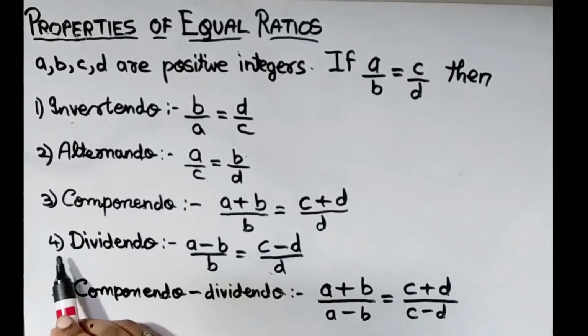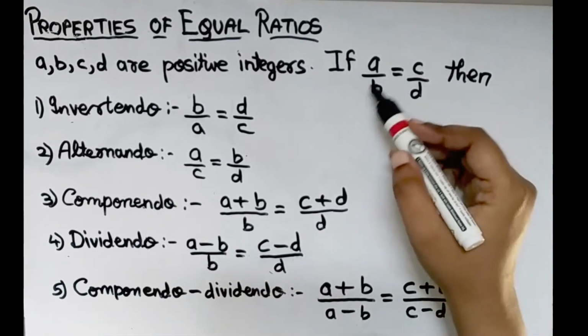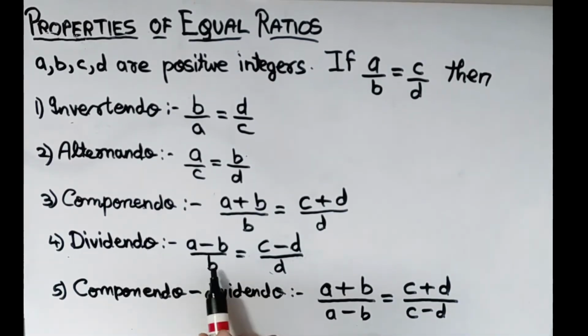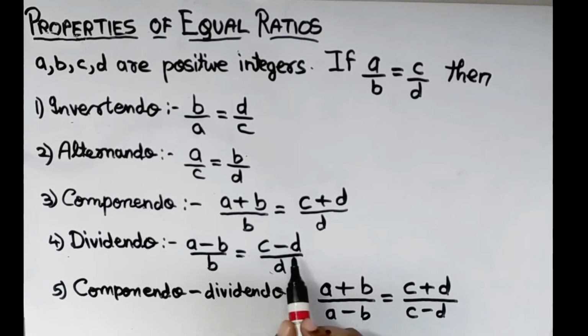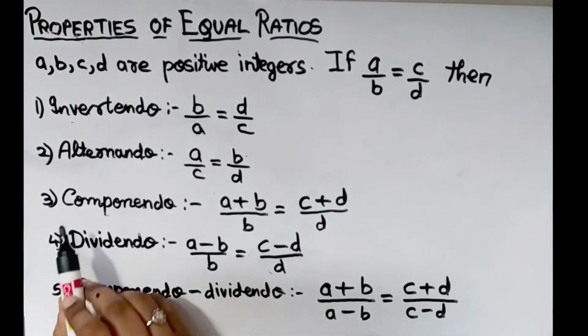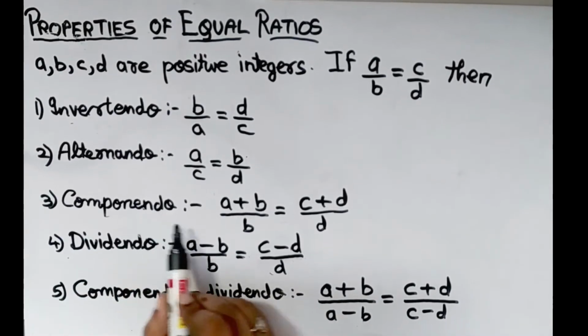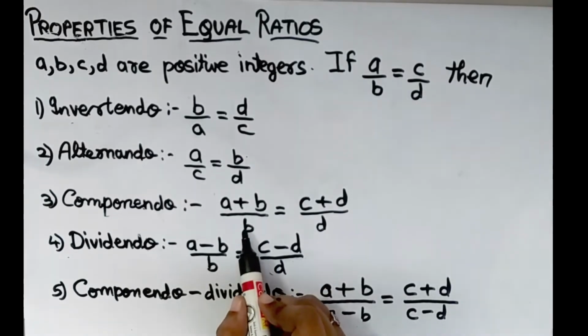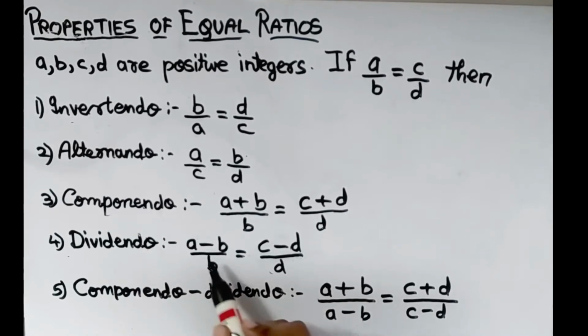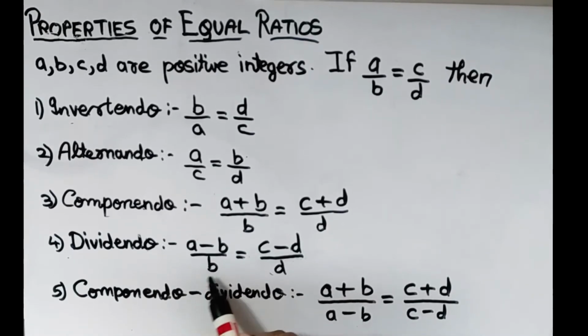The fourth property is dividendo. If A upon B is equal to C upon D, then dividendo means A minus B upon B is equal to C minus D upon D. So here we are subtracting the denominator from the numerator. Remember, in componendo we add the denominator to the numerator, and in dividendo we subtract the denominator from the numerator.